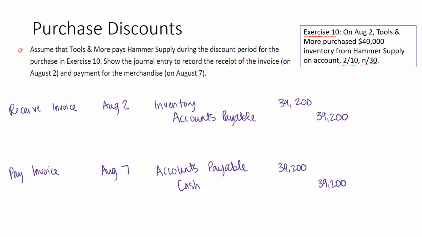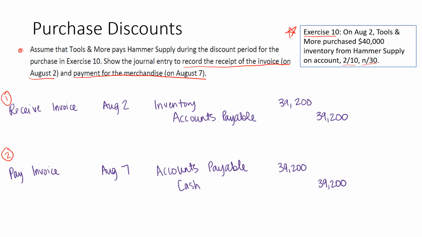So now we'll see what we're asked to do here. Assume that Tools and More pays Hammer Supply during the discount period for the purchase in exercise 10. Show the journal entry to record the receipt of the invoice on August 2nd and payment for the merchandise on August 7th. So we're going to record a journal entry to record the receipt of the invoice on August 2nd. That will be the first journal entry. And then to record payment for the merchandise on August 7th.